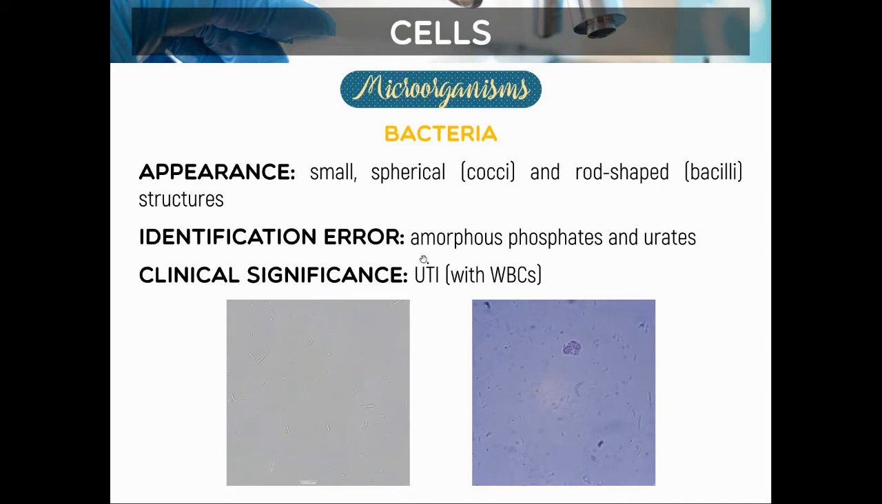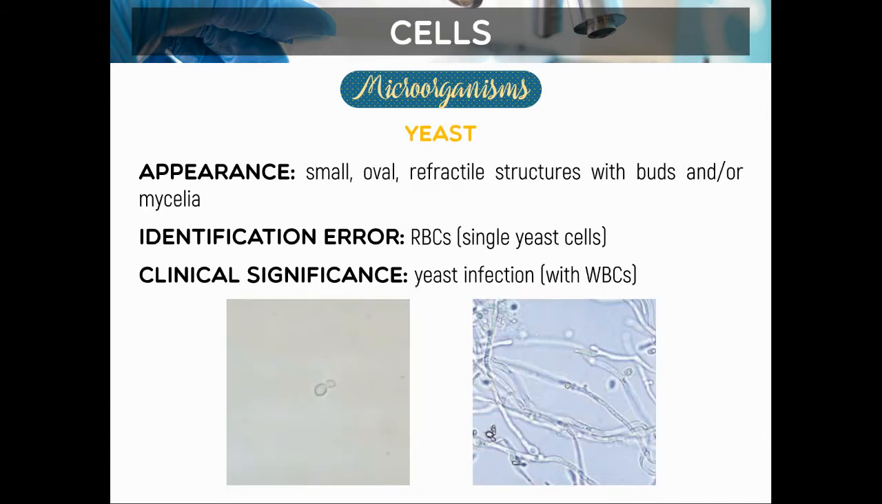So again, take note, the major bacteria responsible for UTI is E. coli, and E. coli is a bacillus. And as you can see here, the clinical significance is UTI with WBCs. So if there are no WBCs, it cannot be called a UTI. Because that means, if only the number of bacteria is high, maybe the specimen was unpreserved, or it may be contamination during the collection of the urine. So that is the microorganisms.